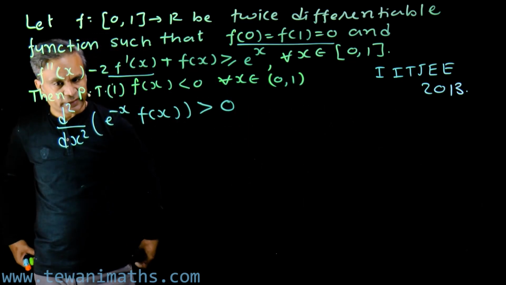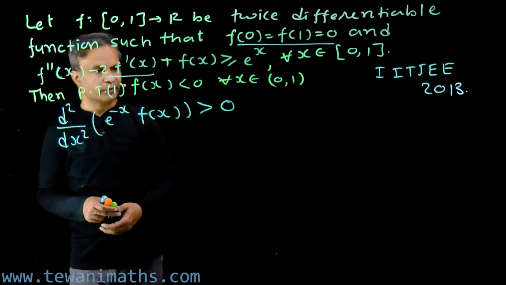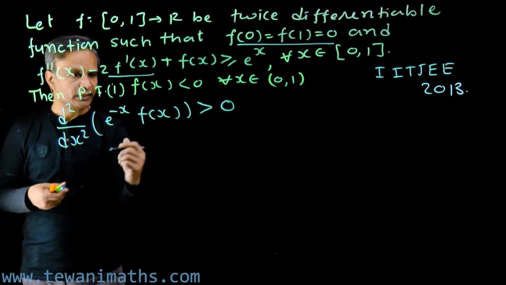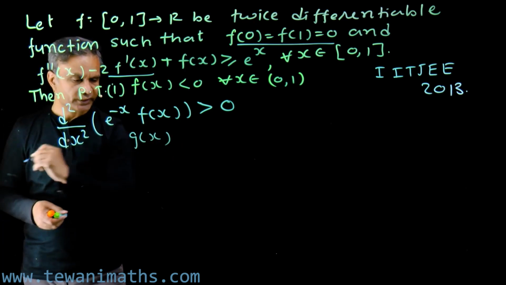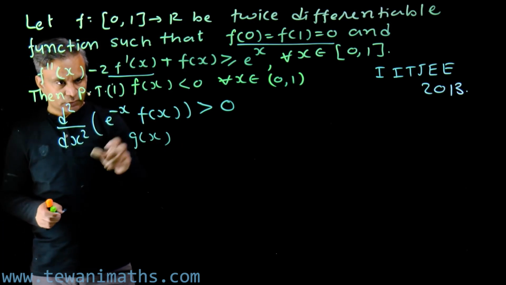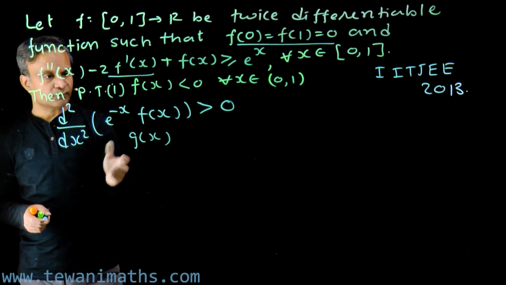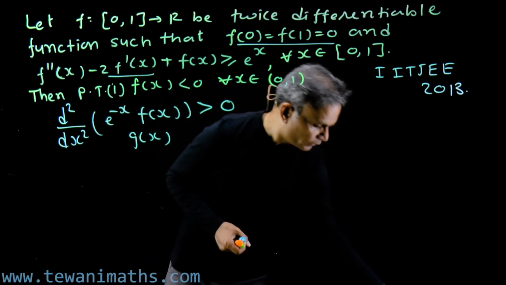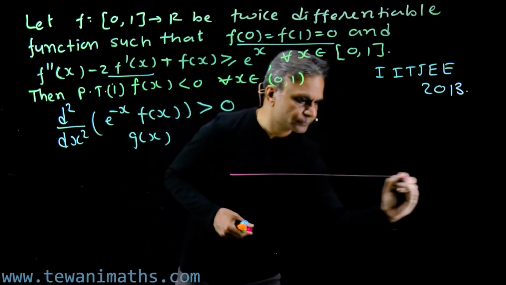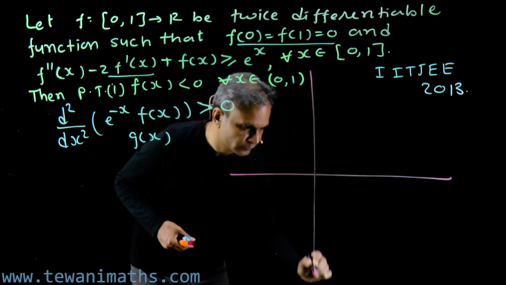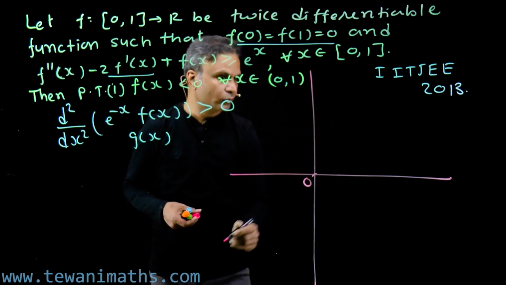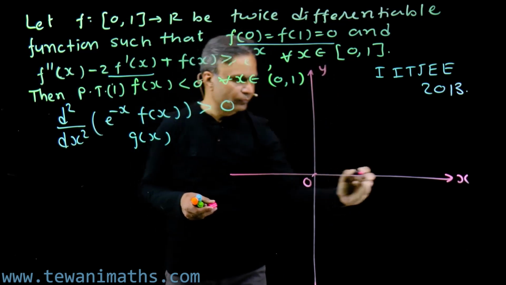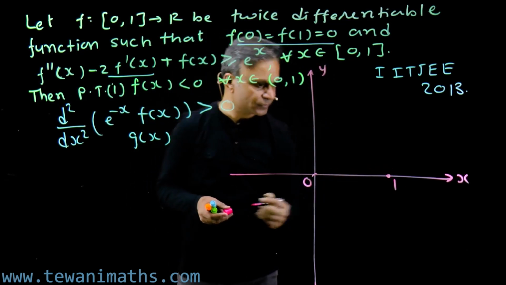Okay, now we got this second derivative of e power minus x into fx is greater than 0. Suppose this is a function gx and we want to draw the graph of gx. Now the second derivative is positive, that means the graph of gx will be concave upward. Let's draw the graph. We have here the coordinate axes and the origin, and here we mark the point having abscissa 1.